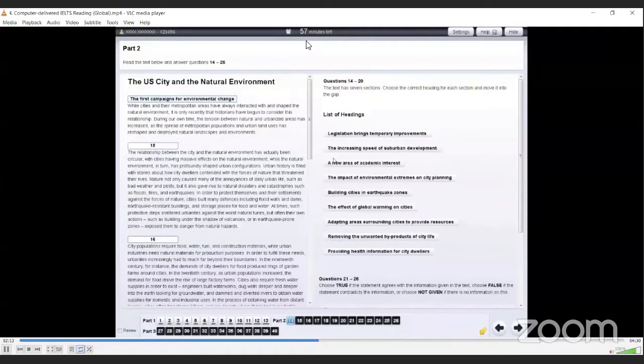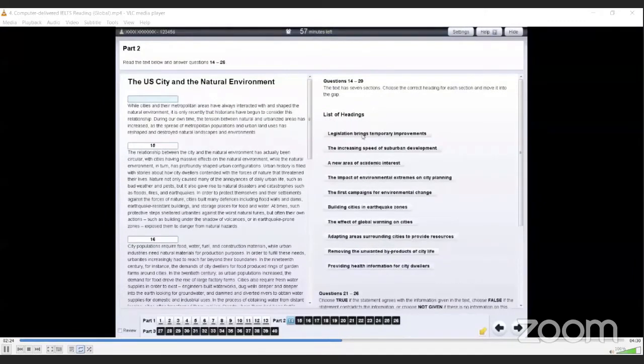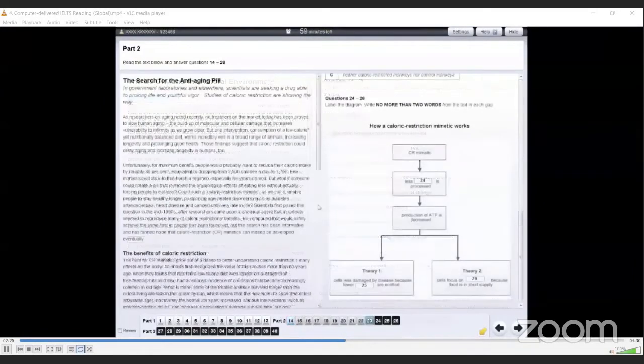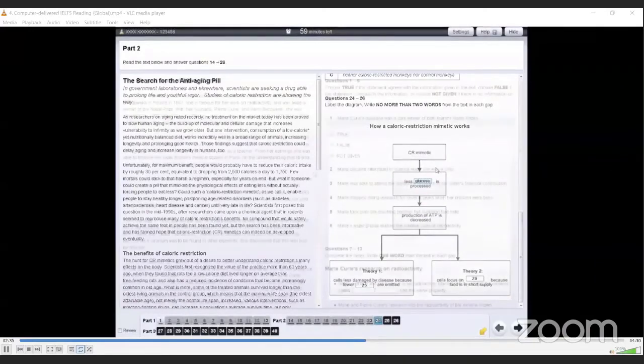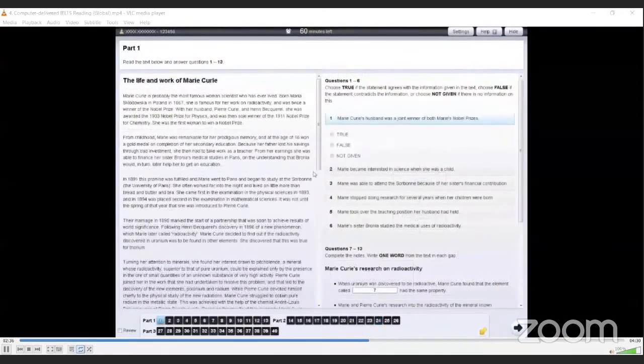If you want to leave the question unanswered, move the heading back. And for some questions, you need to write your answer on a gap in a diagram. If you wish, you can also highlight sections of text.